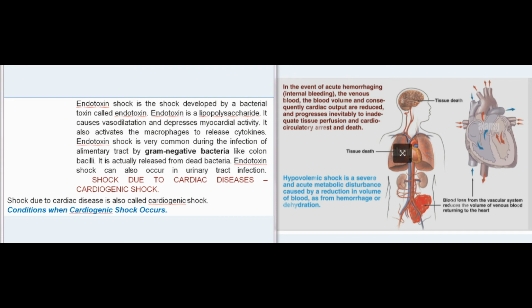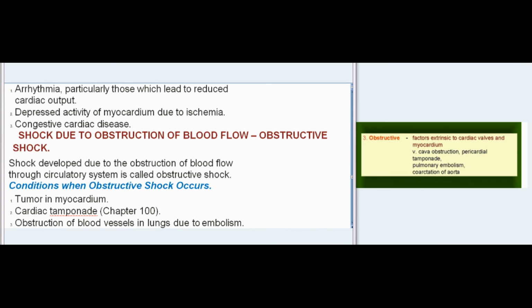Shock due to cardiac diseases, cardiogenic shock. Shock due to cardiac disease is also called cardiogenic shock. Conditions when cardiogenic shock occurs. Arrhythmia, particularly those which lead to reduced cardiac output. Depressed activity of myocardium due to ischemia. Congestive cardiac disease.